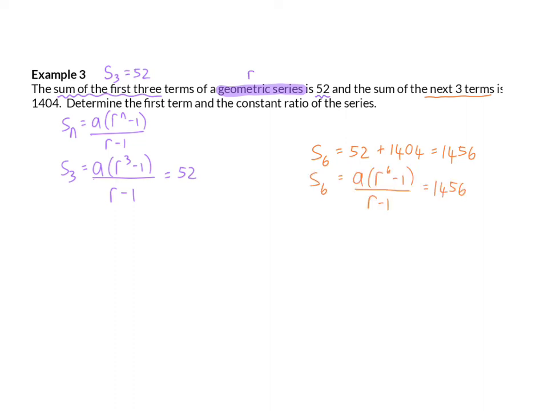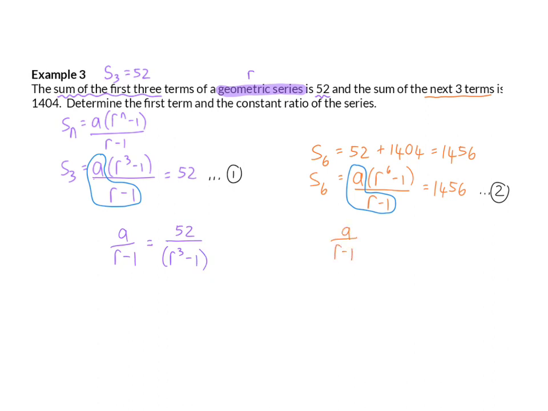Now we once again have 2 equations, and we need to solve A and R. There are many ways to now go and solve A and R. What I'm going to do is I'm going to try and get one side of these equations to be the same. Now, you will see that both equations have on the left A over R minus 1, and I'm going to try and get that on its own. So for the first equation, I'm going to have to divide on the right by R to the power of 3 minus 1. I'm going to do the same for the second equation. I'm going to get A over R minus 1 alone on the left by dividing by the bracket on the right.